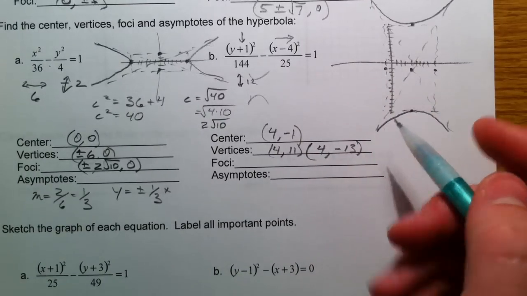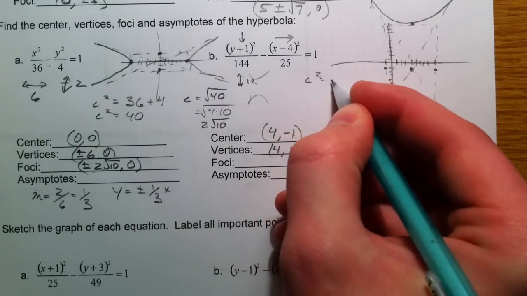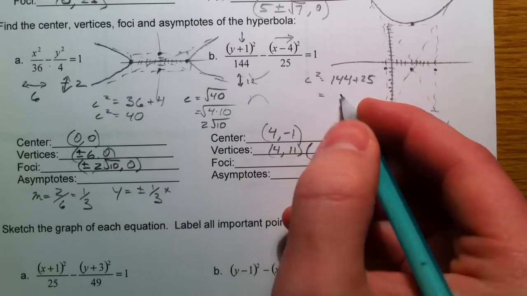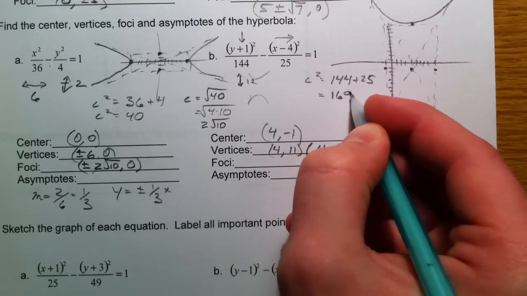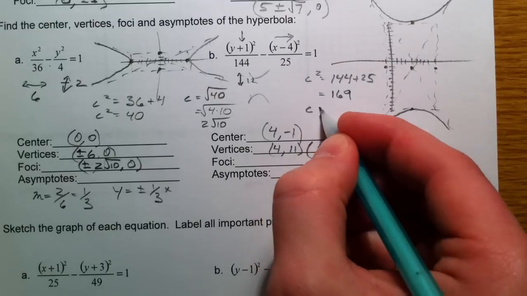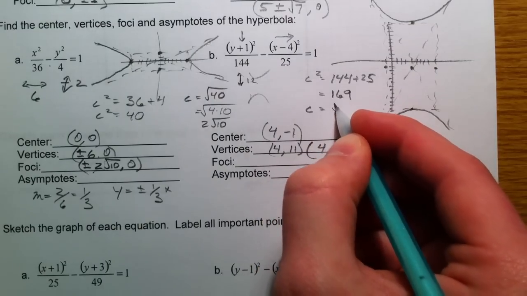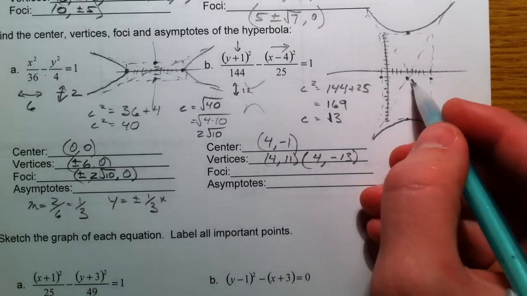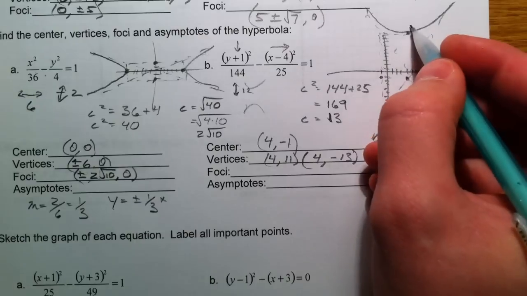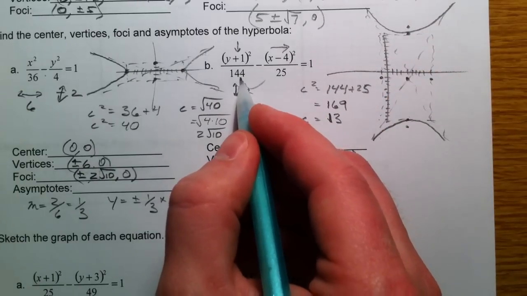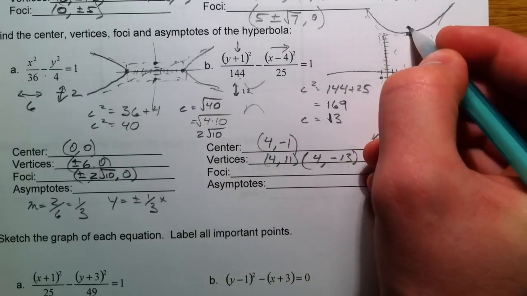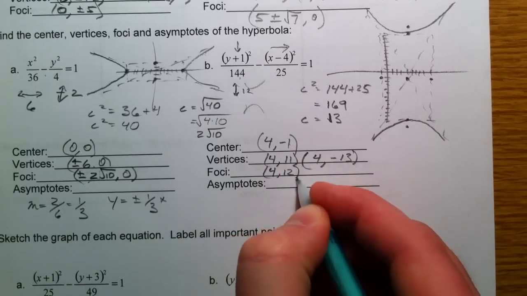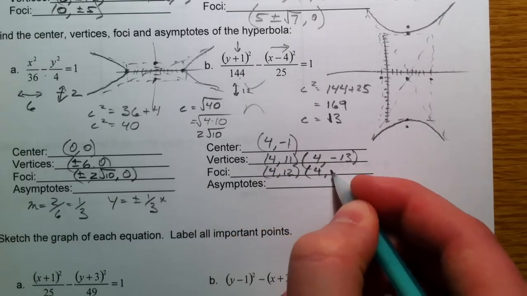Remember, there are no co-vertices for hyperbolas. C squared equals a squared plus b squared, 144 plus 25. It doesn't matter what order we do that in. And then that'll be 169. So c is the square root of that, which is 13. So the foci go up and down 13, where the vertices went up and down 12. So I'm going to put my foci just one past that. So it's up one more, 4, 12, negative 1 plus 13, and 4, negative 14.